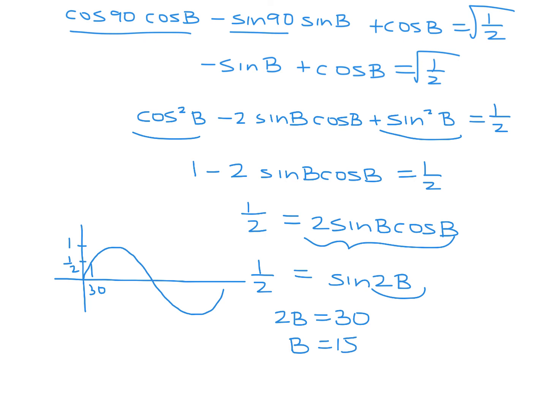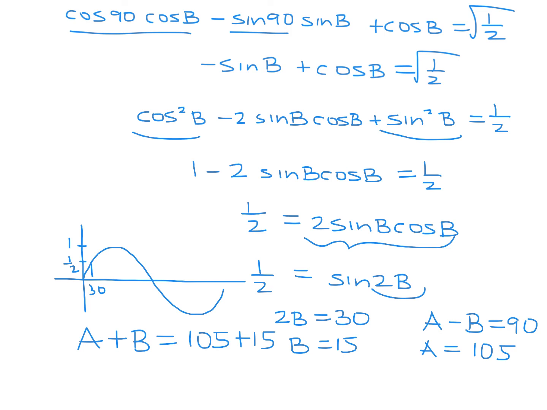And if B is 15, and we knew from previously that A minus B is 90, that means A would be 90 plus 15, which is 105. And therefore, finally, A plus B will be 105 plus 15, which is 120. The answer for number 10.